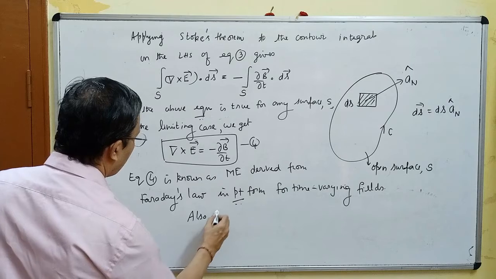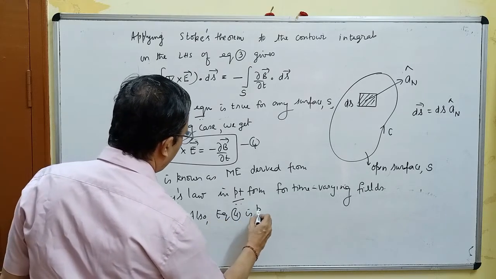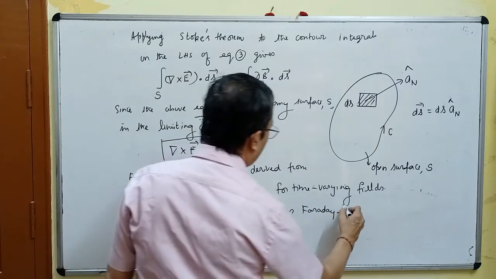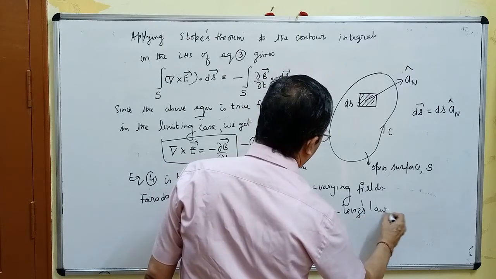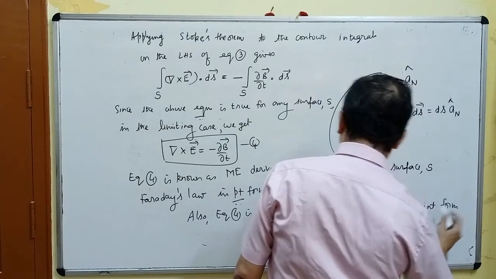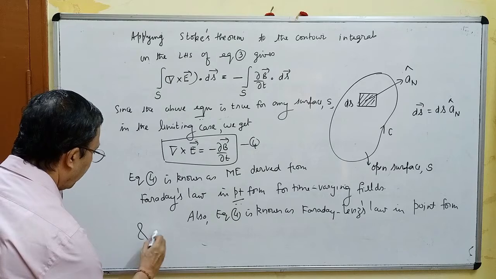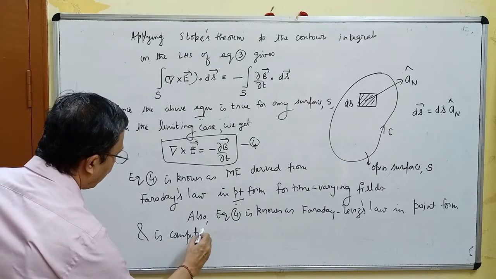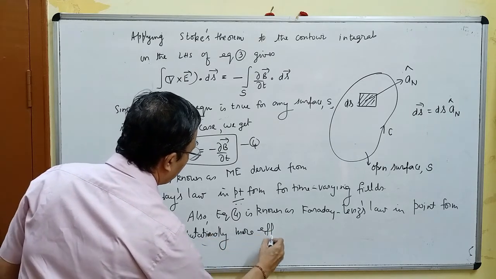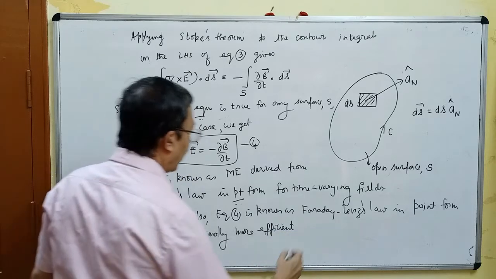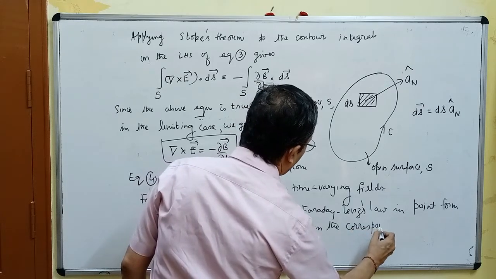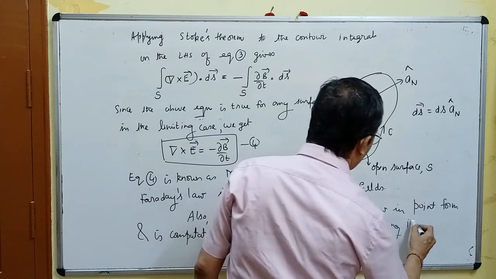Also, equation 4 is known as Faraday-Lenz's law in point form and is computationally more efficient than the corresponding integral form.